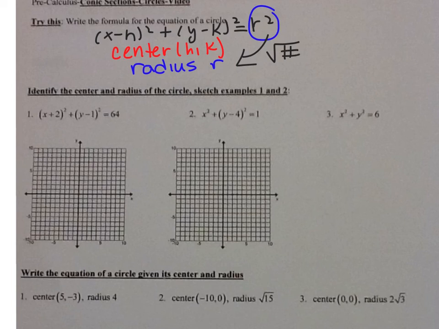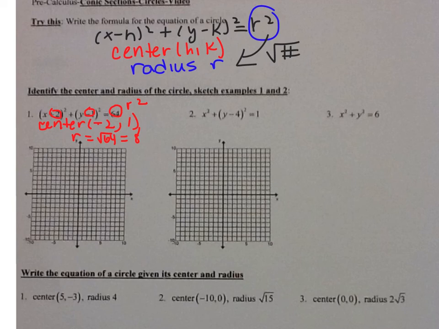All right, so let's take a look at the first thing. It says to identify the center and the radius of the circle, and then sketch examples 1 and 2. Let's look at number 1. We have (x plus 2) squared plus (y minus 1) squared is equal to 64. So the center is negative 2, 1. Remember, you change the signs. Positive 2 becomes negative 2, negative 1 becomes positive 1, and the radius is the square root of 64, which is 8, because remember, this number is r squared, your radius squared.